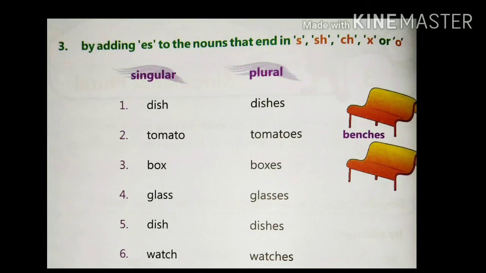So children, these are the examples which end with s, sh, ch, x or o. So in that case we will add es to the nouns. Okay children, now remember this. All the words that end with s, sh, ch and x and o, we add es to make them plural. Just remember this. Okay, thank you.